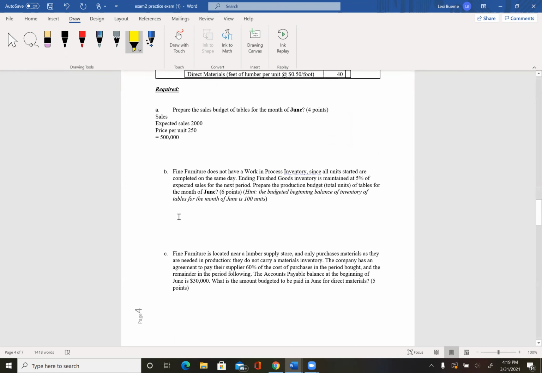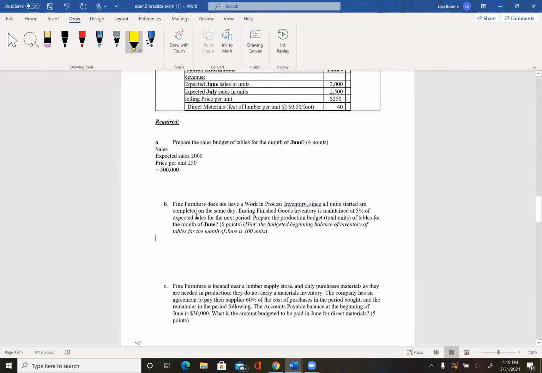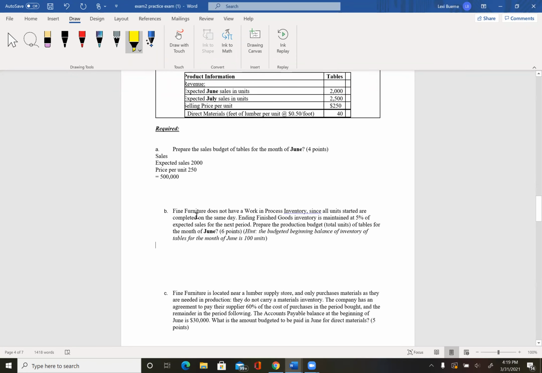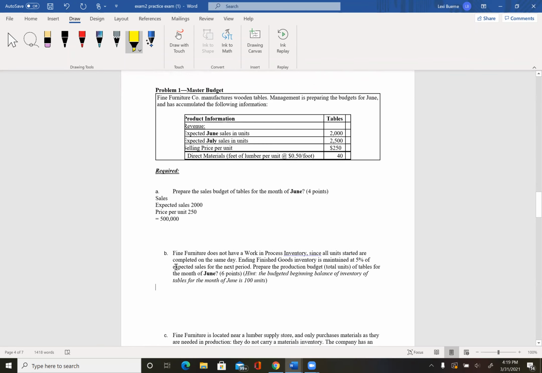And then for B, it says Fine Furniture does not have a work in process inventory since all the units are already completed on the same day. Then it gives you the ending finished goods inventory maintained at 5% of these sales. And it just asks you to prepare a production budget. It also says the beginning balance is 100 units.